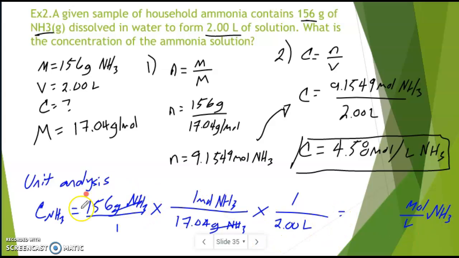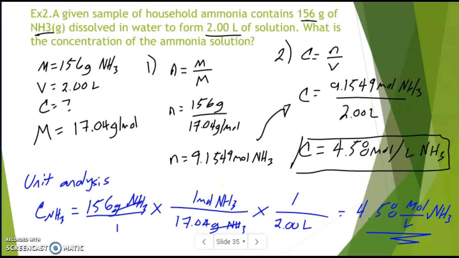And now we just do the math. You do 156 divided by 1, you get the same thing. So it's 156 times 1 divided by 17.04 times 1 divided by 2. And you're going to get the same number of 4.58 moles per liter of NH3. So we can see you got the same answer. This is unit analysis. Again, same as stoichiometry, you can do step by step, or you can do the unit analysis and you get the exact same thing.